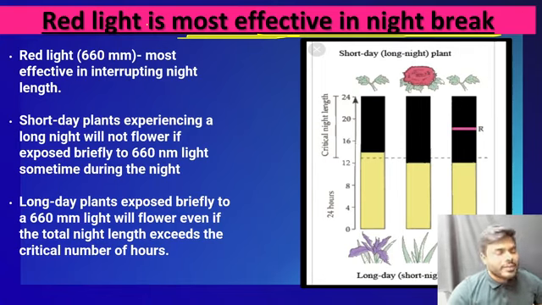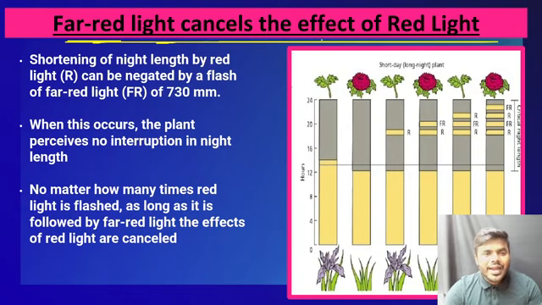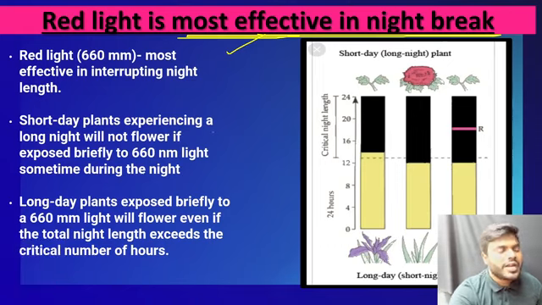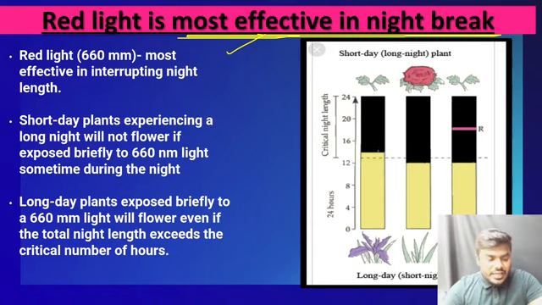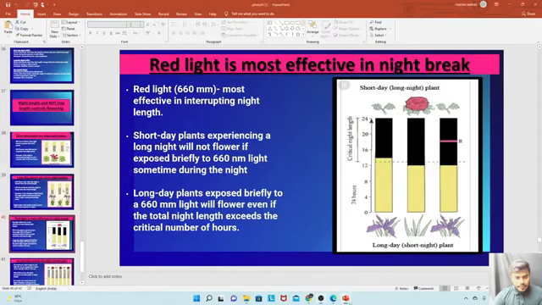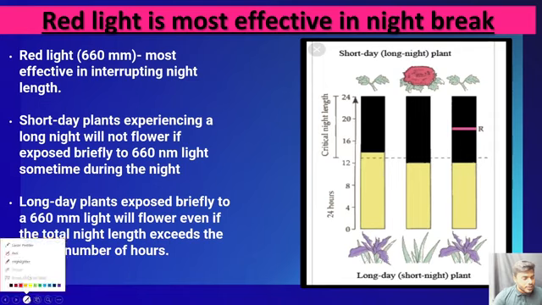Once again, look into the statements. Red light is most effective in the night break. Far red light cancels the effect of red light. So every student has to look into the diagram carefully. Let me explain it elaborately. Look into the condition. In the first case, which is more, friends? Everyone has to answer my questions. Okay, friends, just give me one moment of time, I will decrease the image size so that you can see the pictures carefully. Yeah, so now you can see the image.